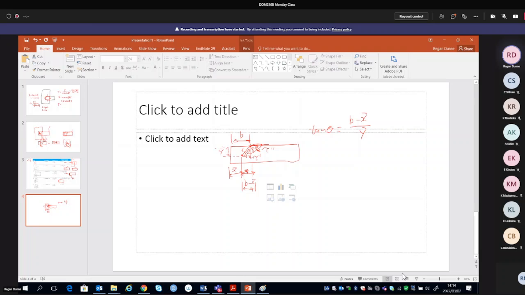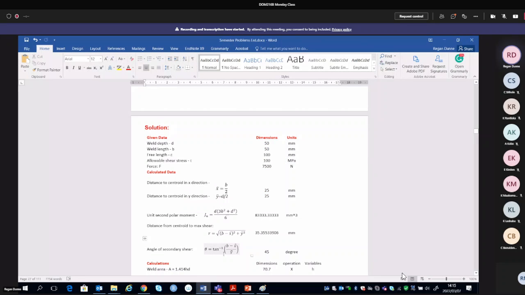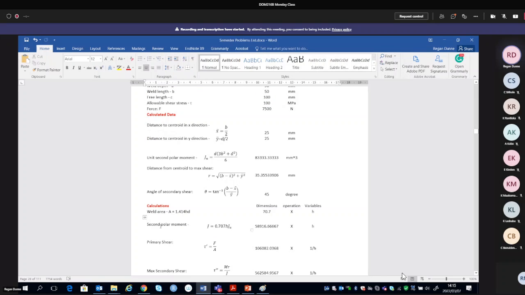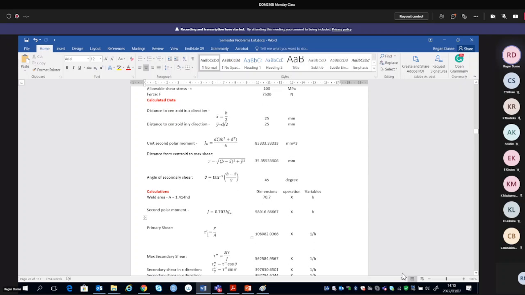All right, so we get theta equals tan inverse of (b minus x bar) over y bar, which gives me 45 degrees. Calculate my weld area or throat area, which is 70.7 times h, because we don't have h, we're looking for h. Our second polar moment is going to be 58,916.667 multiplied by h. So it's all in terms of h because we need to solve for h. Then my primary shear is going to be tau prime is equal to F over A.